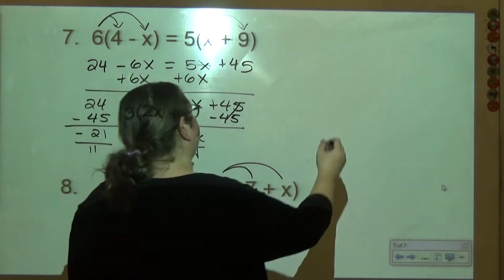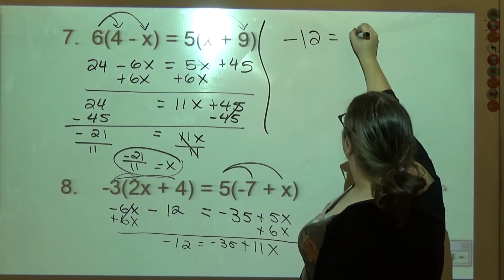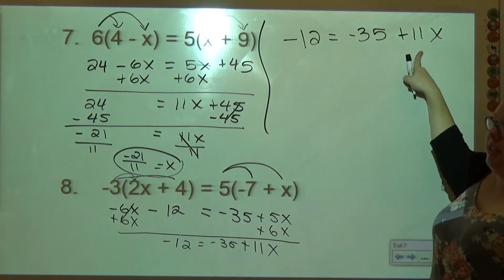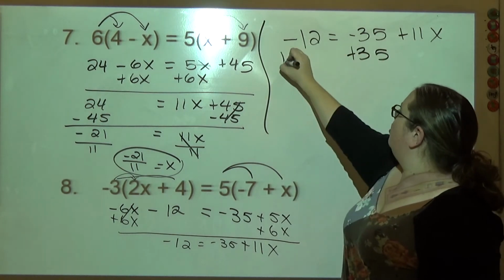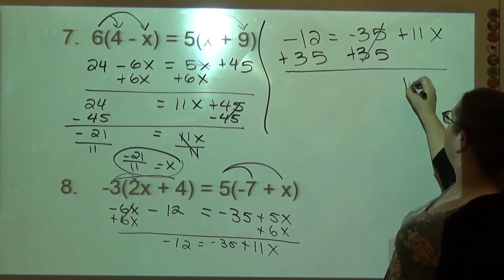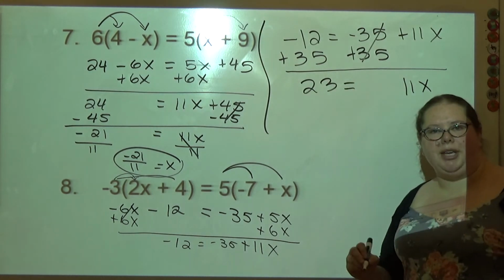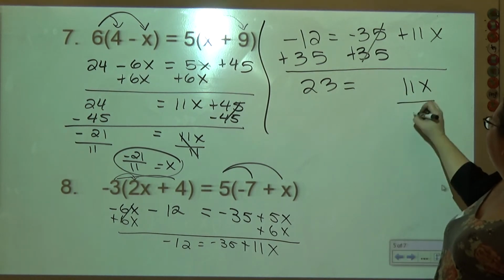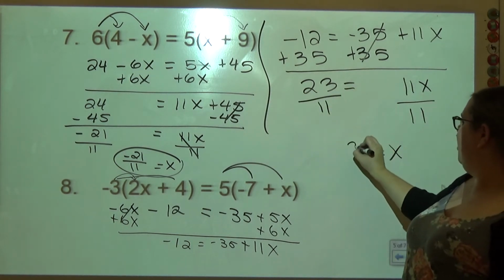Let's rewrite it up here. Negative 12 equals negative 35 plus 11x. That 11 is staying with the other term. Plus 35, plus 35. 11x equals 23. I did a really terrible job making these. I think that I was probably going for 22 over here. Divide by your coefficient. X equals 23 over 11.